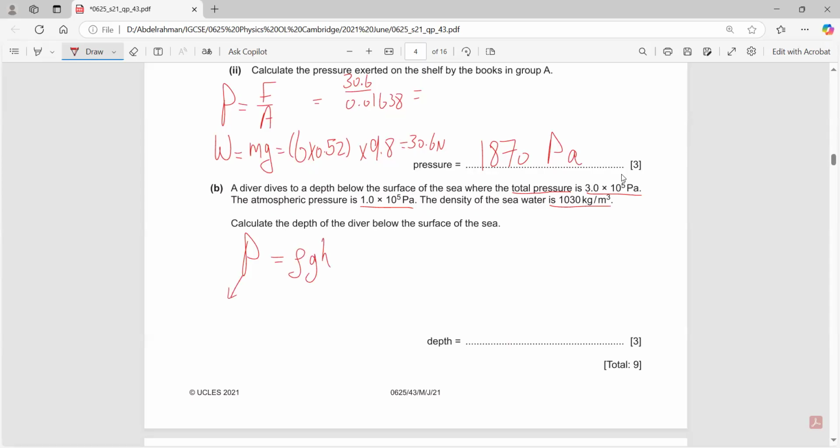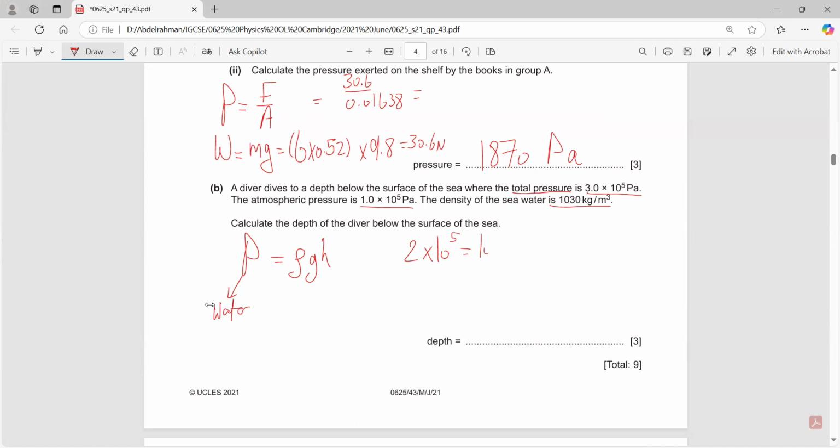This is the pressure of the water. This is never the total pressure. This is the pressure of the water alone. So how can I find the pressure of the water alone? We need to subtract 3 minus 1, which would be 2 times 10 to the power of 5. So this is basically the pressure of the water, 2 times 10 to the power of 5.